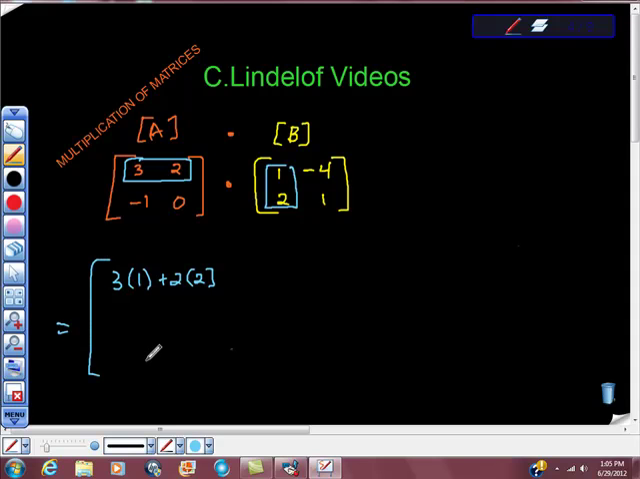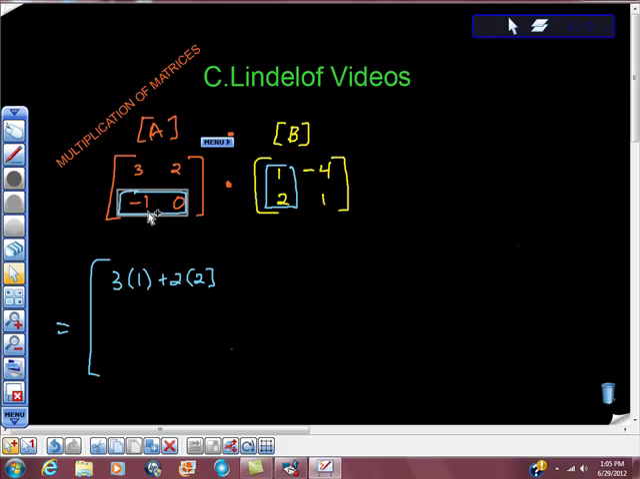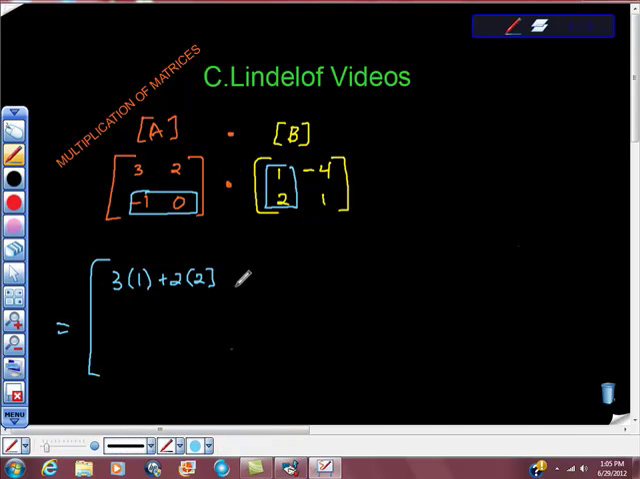Then, to get the next piece down, we're going to take the second row times the first column. So we're going to multiply negative 1 times 1 plus 0 times 2. And now, any idea what we're going to do next?